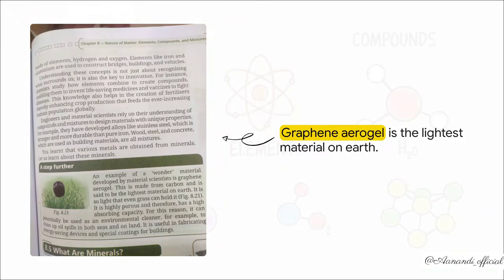It is so incredibly light it can rest gently on a single blade of grass without even bending it. Yet, because of how its atoms are meticulously structured, it's highly porous with a massive absorbing capacity, making it an absolute game-changer for crucial environmental tasks like cleaning up oil spills. That is the true power of understanding matter.